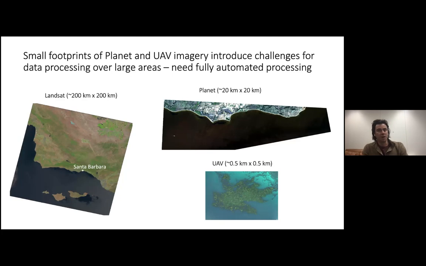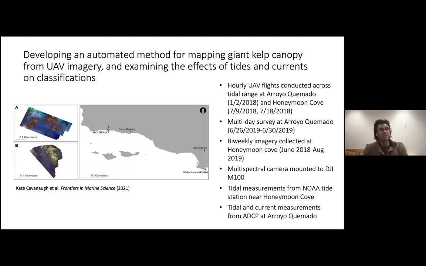And so we really need a fully automated process for extracting kelp canopy from the data, right? Having a semi-automated process is not going to be good enough. And then UAVs, these are really mostly useful, I think, for site level analysis, just because of the costs required to collect the imagery itself. But again, we're collecting lots of UAV imagery. Again, we want a fully automated process for pulling the kelp canopy data from that. And that's what I'll start with.